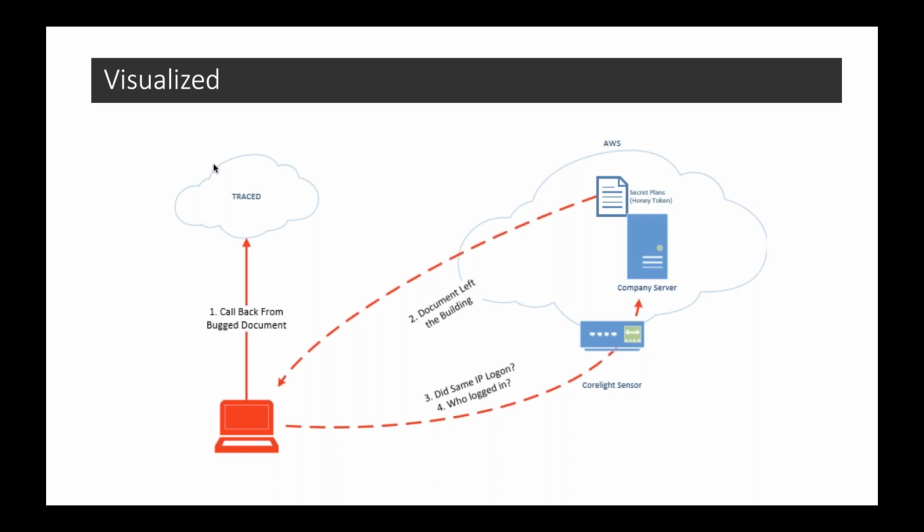The next step, number two, like I mentioned, we know that it's left the building, so we want to try to track that down. The third question we want to answer is, did that same IP log in anywhere to that system? If this attacker is being sloppy, if they're not even thinking through it, if they're thinking maybe the system isn't monitored, for example, we want to pull on that thread first. And then finally, we're going to try to correlate that to the actual user who logged in to maybe give us some more information.